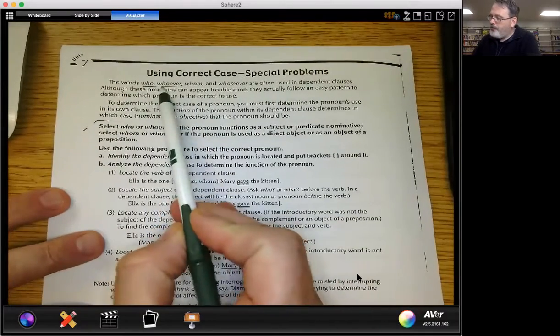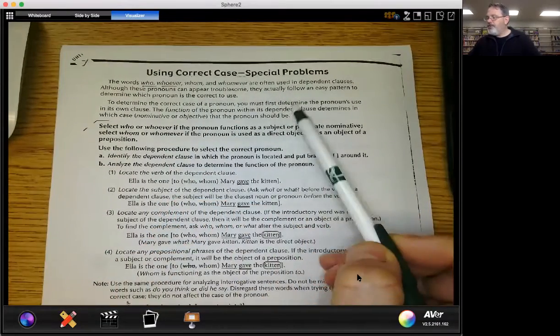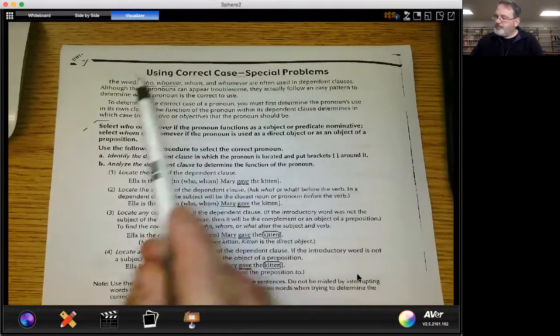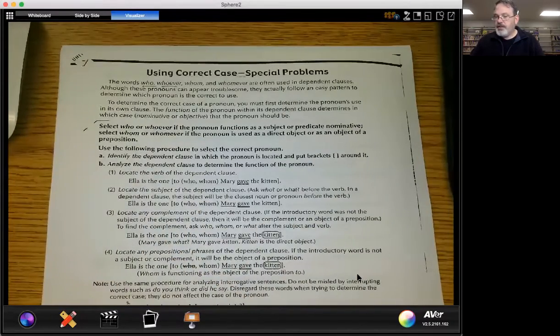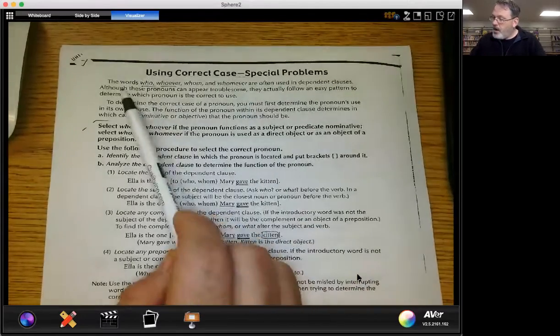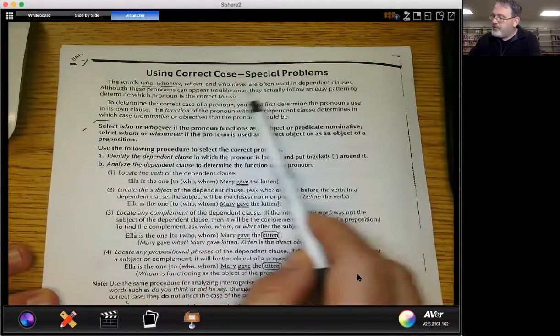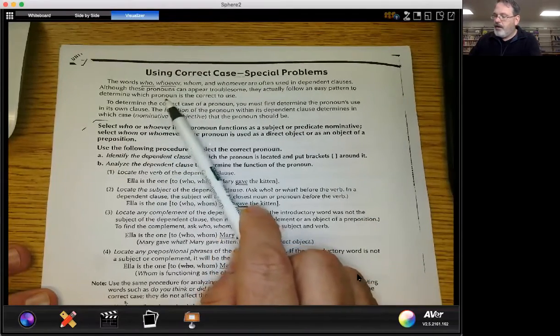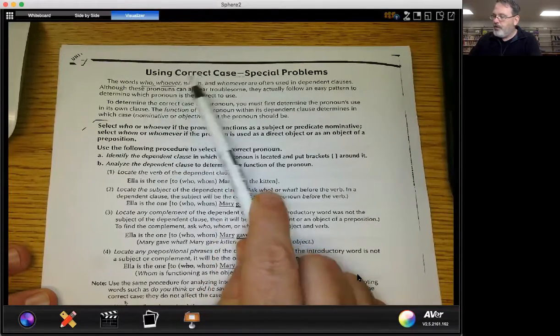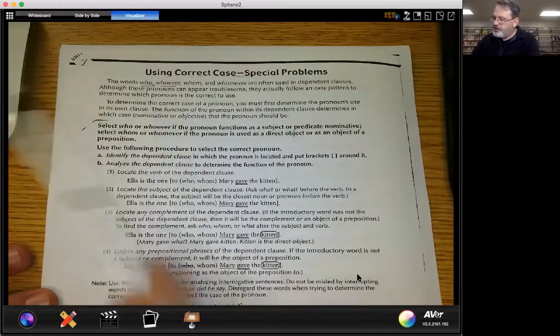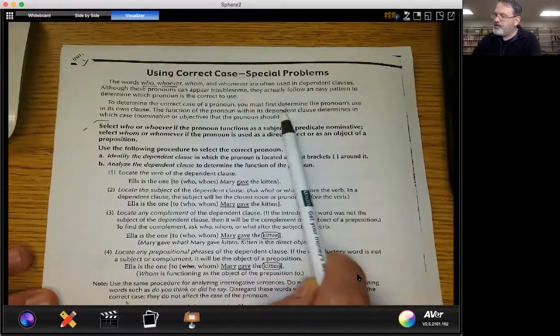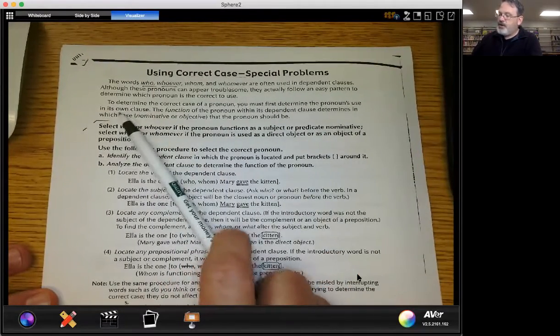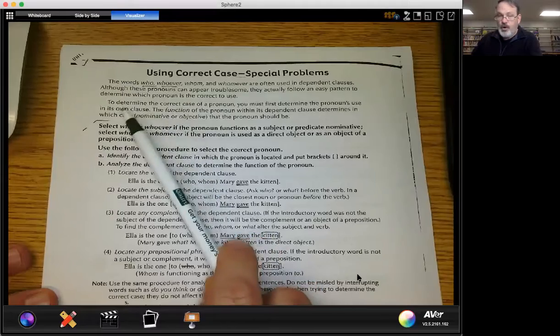The words who, whoever, whom, and whomever are often used in dependent clauses. Remember, a dependent clause is a clause that can't stand alone. It has to be tied to an independent clause of some kind. Although these pronouns can appear troublesome, they actually follow a really easy pattern to determine whether the pronoun is going to be who, whoever, whom, or whomever. To determine the correct case of a pronoun, you must first determine the pronoun's use in its own clause. How is it being used in its own clause?